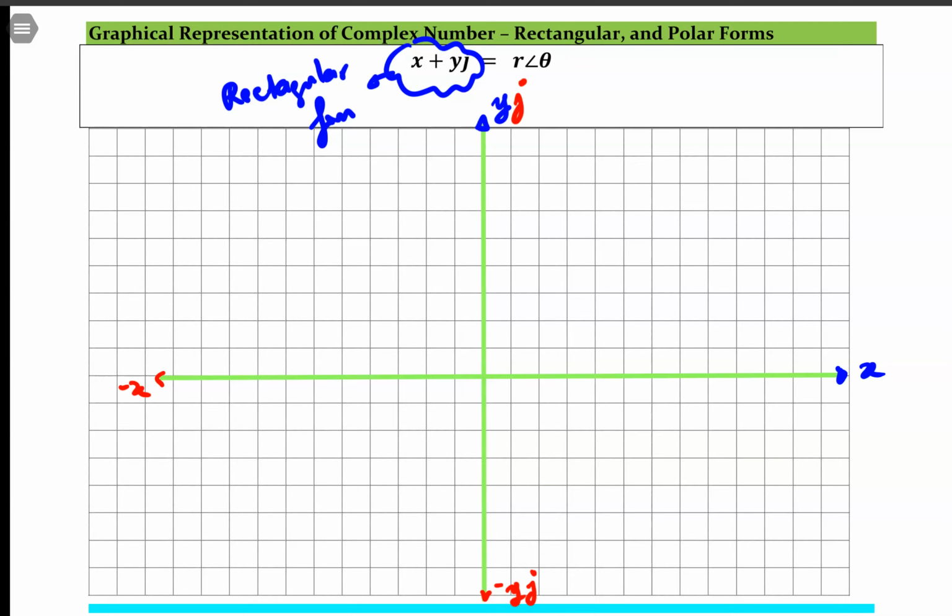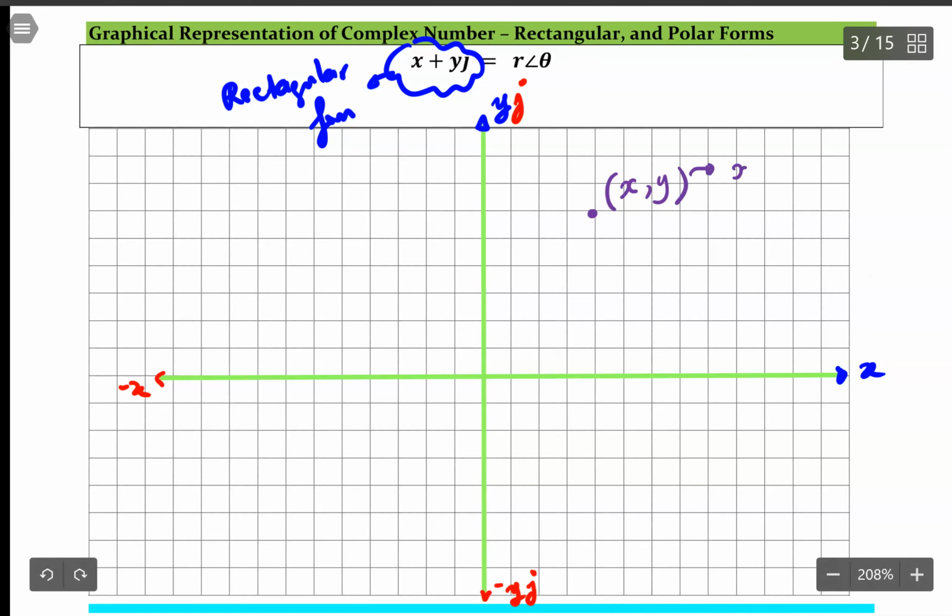In this rectangular form, I'm going to ask you to pick a coordinate on this graph. I will pick this coordinate right here. Okay, I pick this coordinate, and I'm going to identify that as x and y. Label this as x and y. So if I attach the j to this, I will write this complex number as x plus yj.